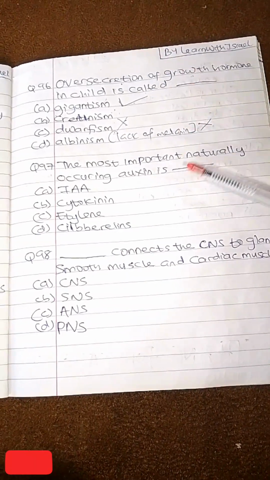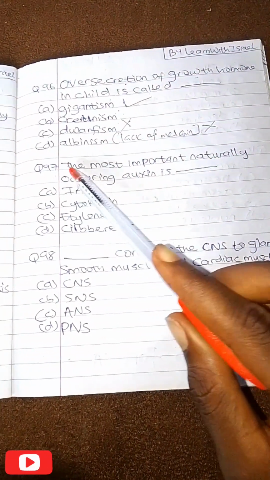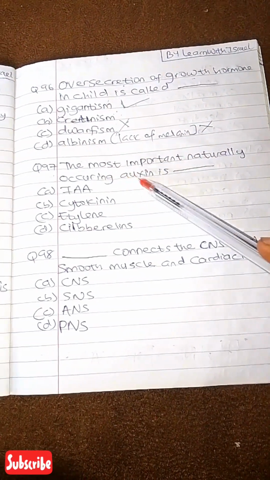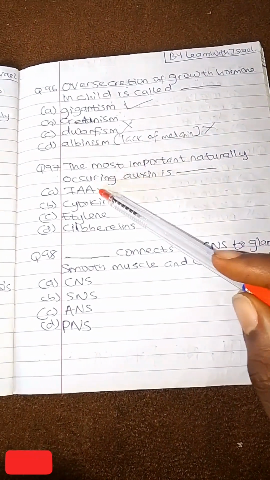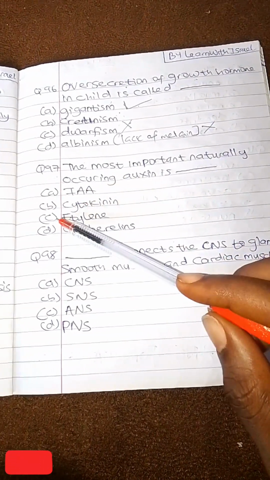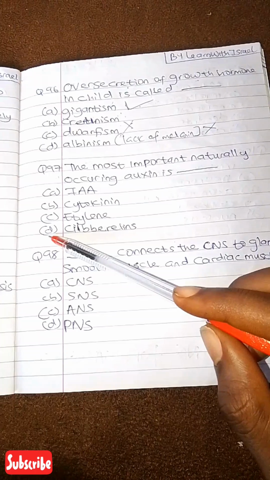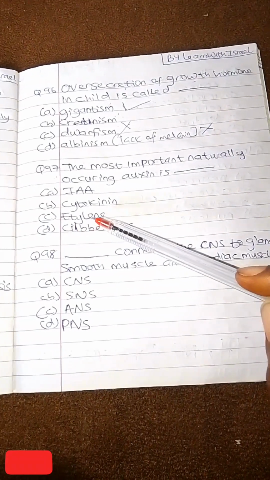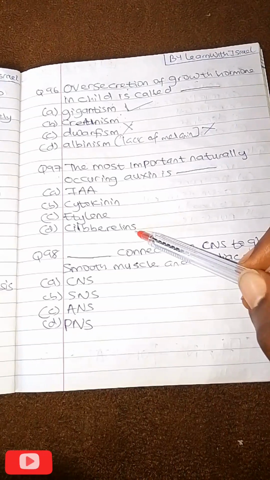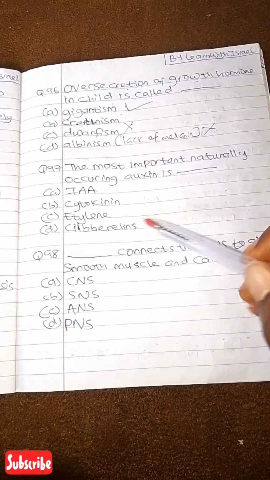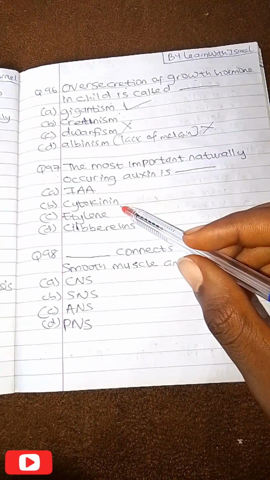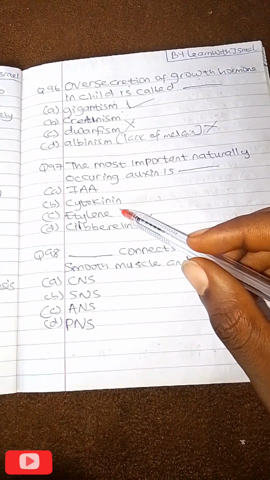So let's continue. Question 97. The most important naturally occurring auxin is dash. A. IAA, I will explain that. B. Cytokinin. C. Ethylene. D. Gibberellin. So gibberellin stimulates plant growth, which is wrong. Ethylene ripens fruit.